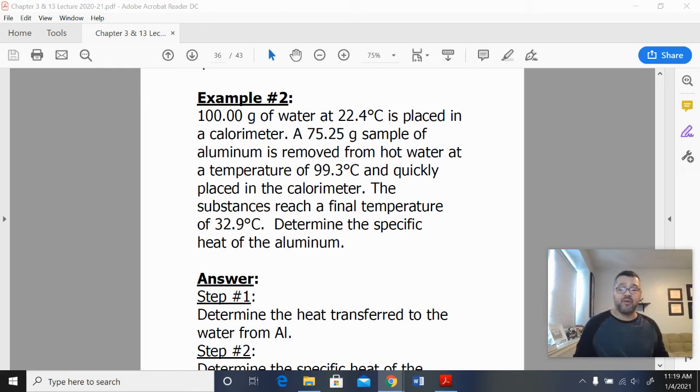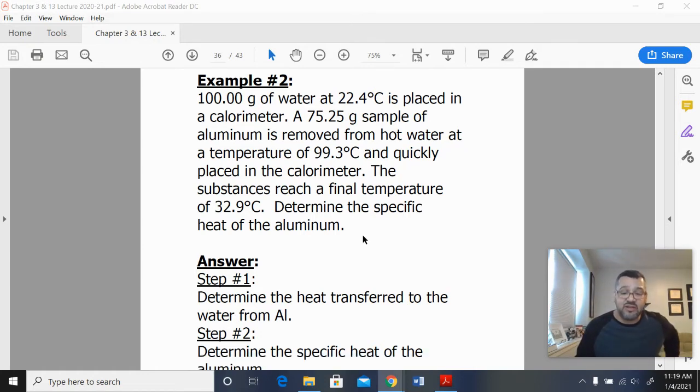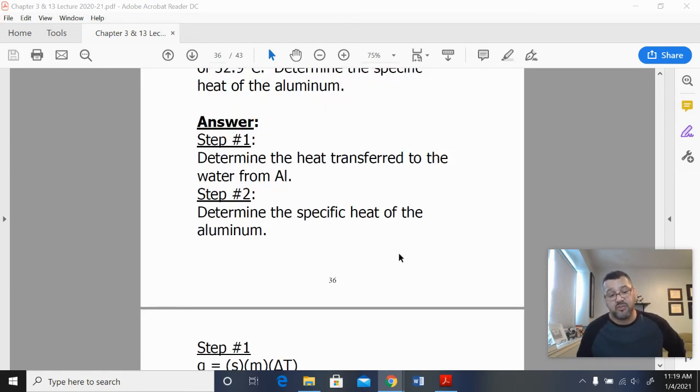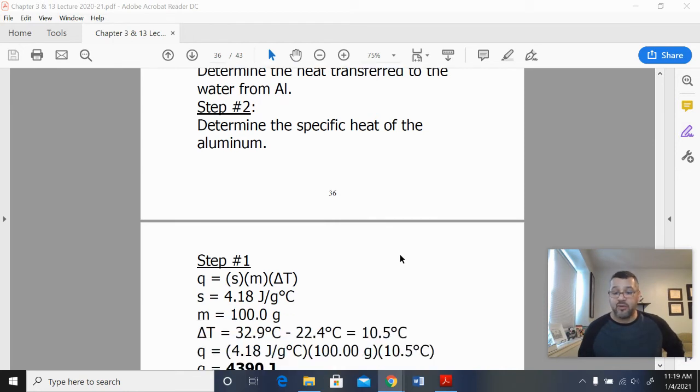Well, the thing to remember is that whatever energy the water gets is coming from the aluminum. So if we can figure out how much energy the water is getting, then you know how much energy the aluminum lost. And if you can figure out how much energy the aluminum lost, that'll lead you to its specific heat. So let's see how we do this. The first thing you've got to do is figure out the heat transferred to the water from the aluminum. And then the next thing you have to do is figure out the specific heat of the aluminum.